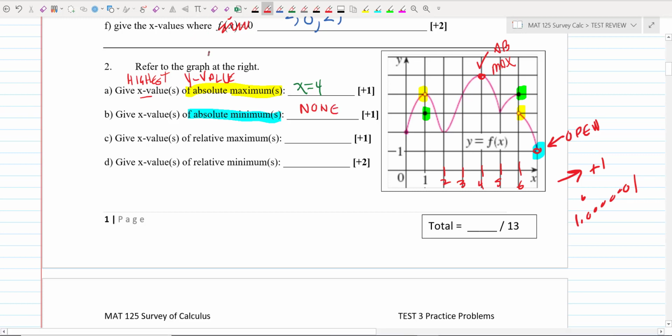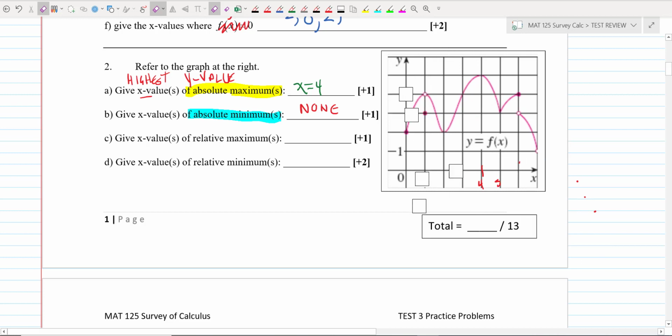So absolute max is the absolute highest y value. Absolute min is the absolute lowest y value. Now I'm going to erase this and talk about what a relative max is. Basically a relative max, the graph has to look like this. The function has to increase, hit the place where the derivative is 0, and then it's got to decrease. So we have to identify any of those places that happen like that.